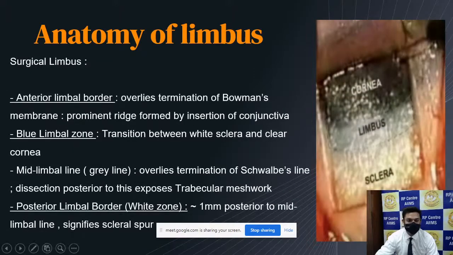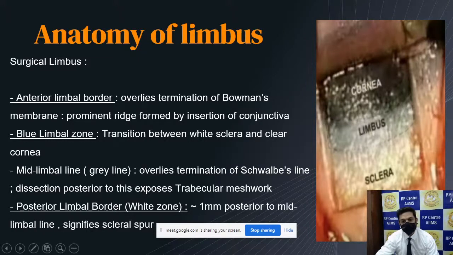Water binding capacity is high. So I believe that the Dua's layer is a debated entity. It is the posterior most part of the structure of the stroma.